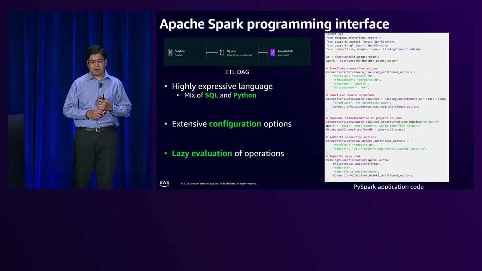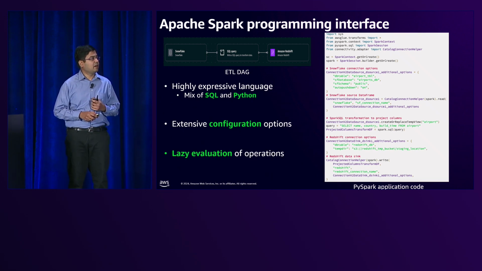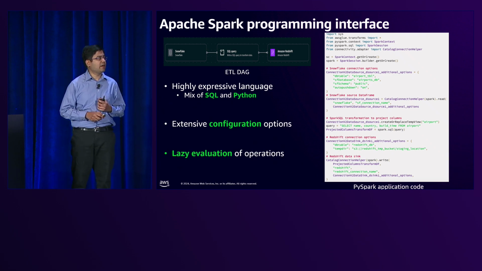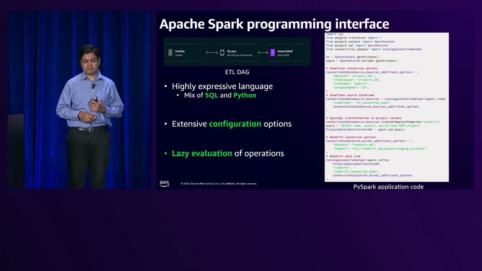The second powerful capability of Spark is it allows you to specify a multitude of configuration options, which give you a lot of flexibility when you are connecting to different sources. So for example, in this case, Snowflake, you can provide the push-down capabilities, the database, the schema. Similarly, on Redshift, you can provide the temporary staging location and the database and connectivity operations.